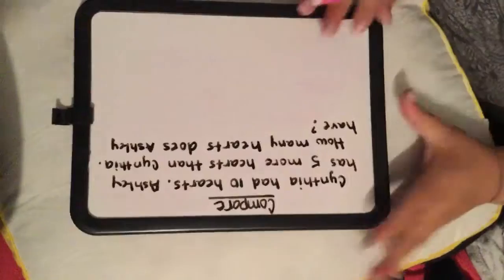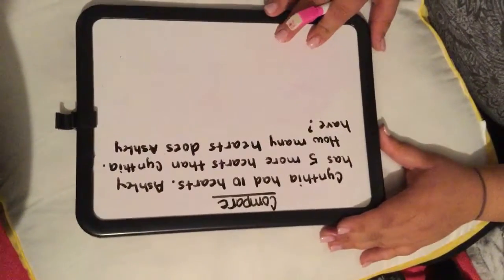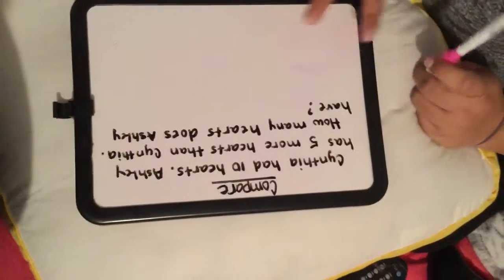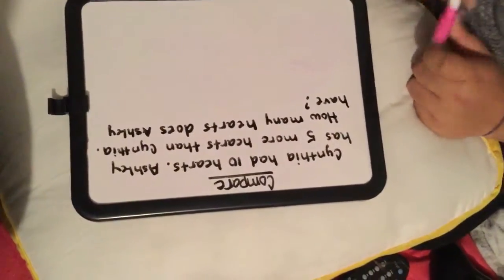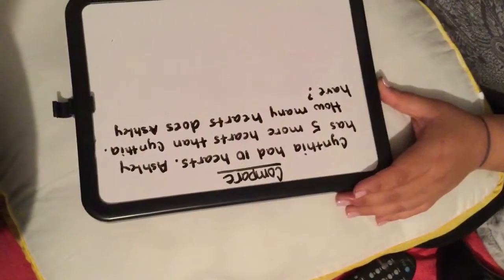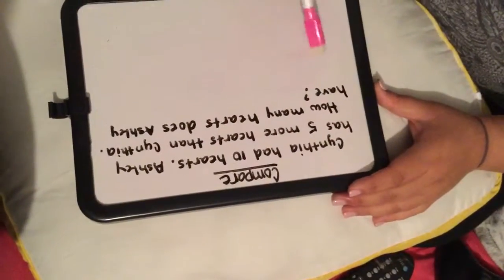Okay, so now we're going to be doing a different problem, and it's a compare problem. And we're just going to be comparing Cynthia's hearts to Ashley's hearts and seeing how many more Ashley has. So let's go ahead and do the problem. Cynthia had 10 hearts. Ashley has 5 more hearts than Cynthia. How many hearts does Ashley have?